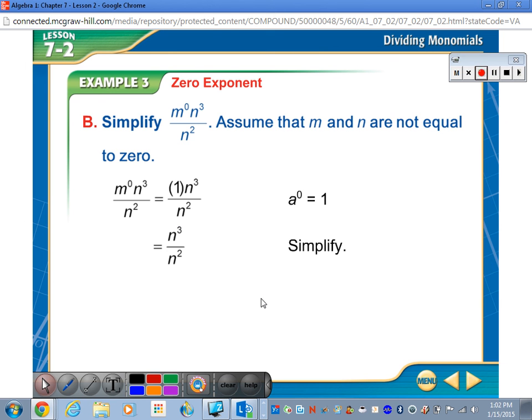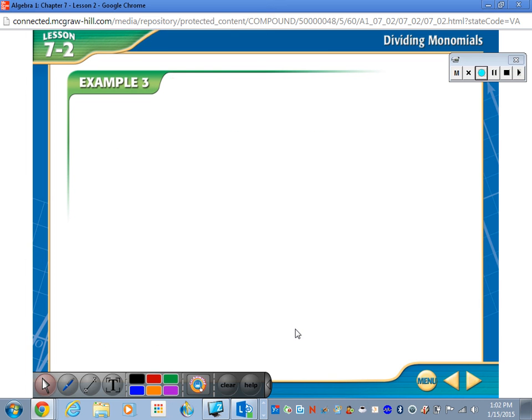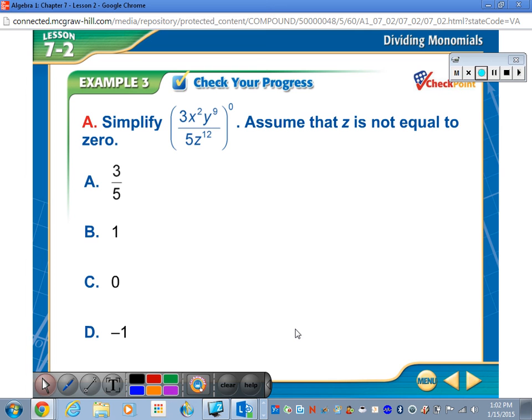Now you're using your quotient of powers. So you're dividing, which means you're going to subtract the exponents. So you're going to do 3 minus 2, which is 1. Okay, so then your answer is n. Okay, because n to the first power, you just write n. Okay, so far so good. Hopefully that's making sense. I think if you've done the previous lesson, it does make sense. So again, here is your answer. So I just need you to pick that one out.